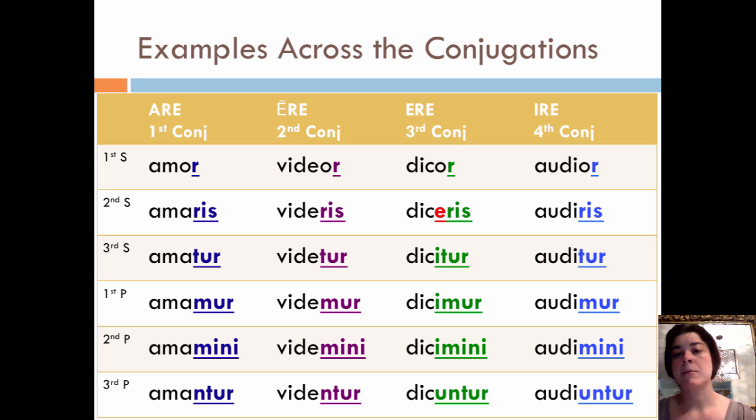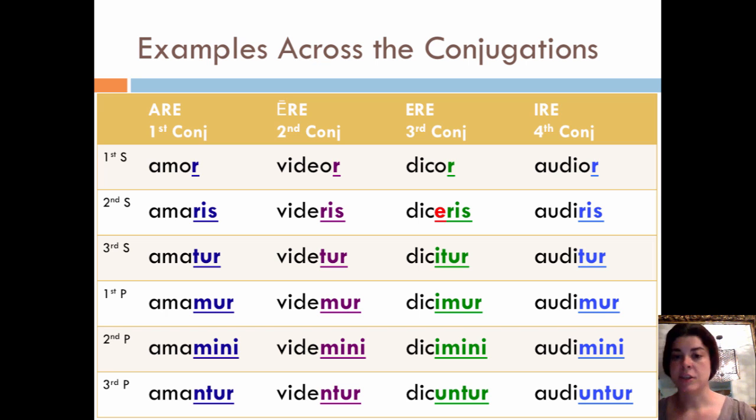We have dicere, which is a third conjugation verb, and audire, which is a fourth conjugation verb. I've taken the liberty of going through and highlighting the endings for you, so you can see where the stem is for all of them. You notice first and second are very simple. All you do is take off the -re and then add -r, -ris, -tur, -mur, -mini, -ntur for second singular through third plural. For first singular, it's just the first principal part plus -r.